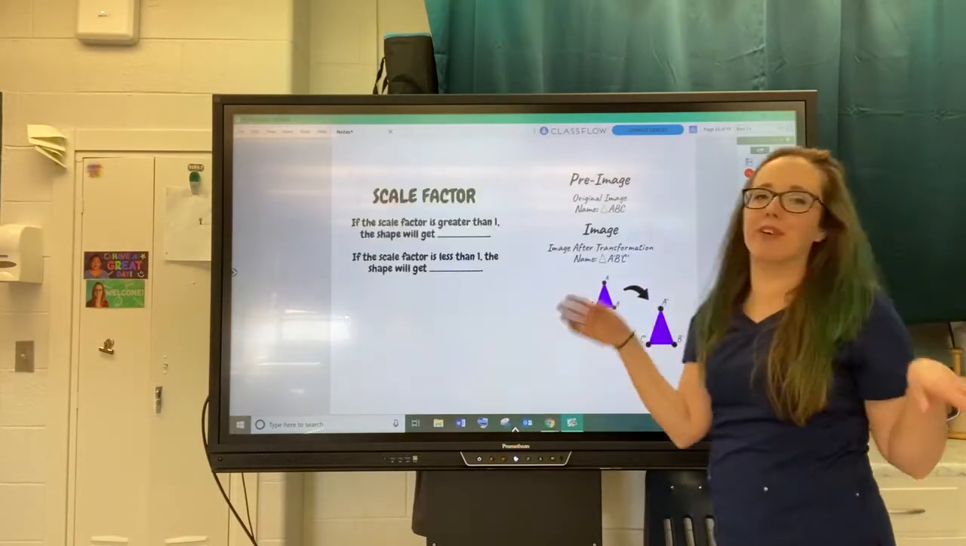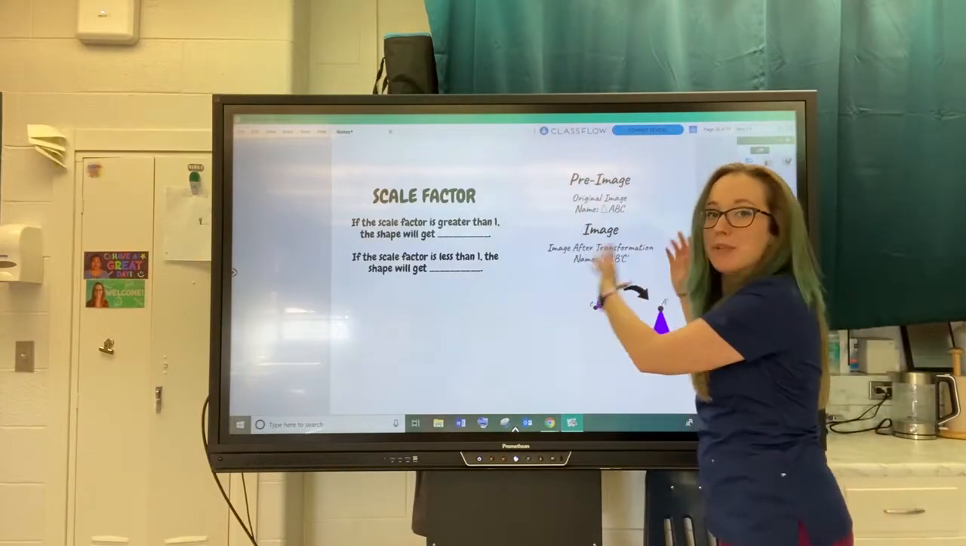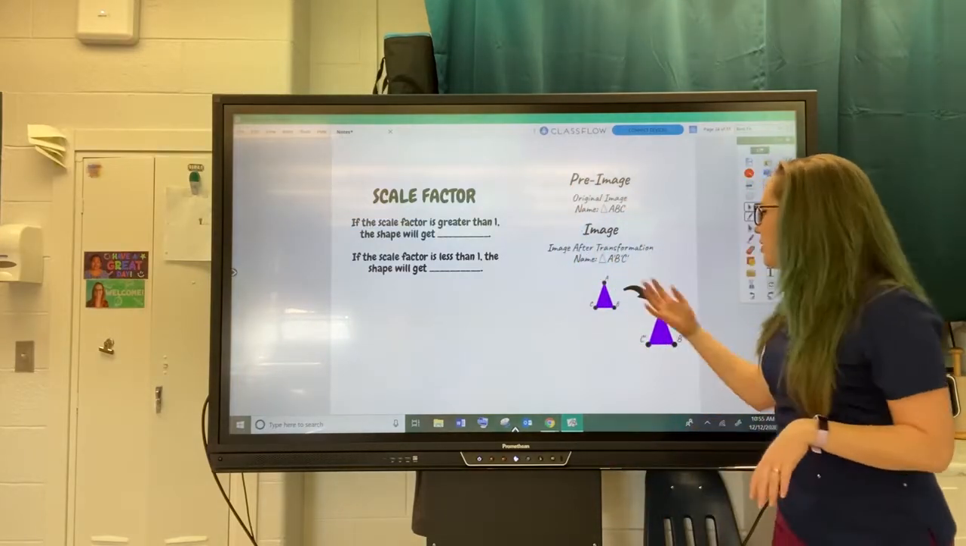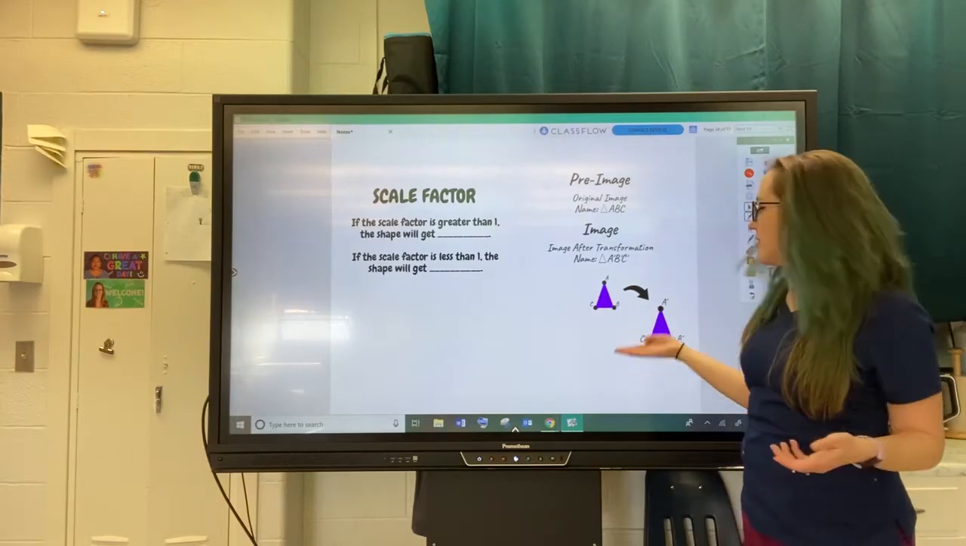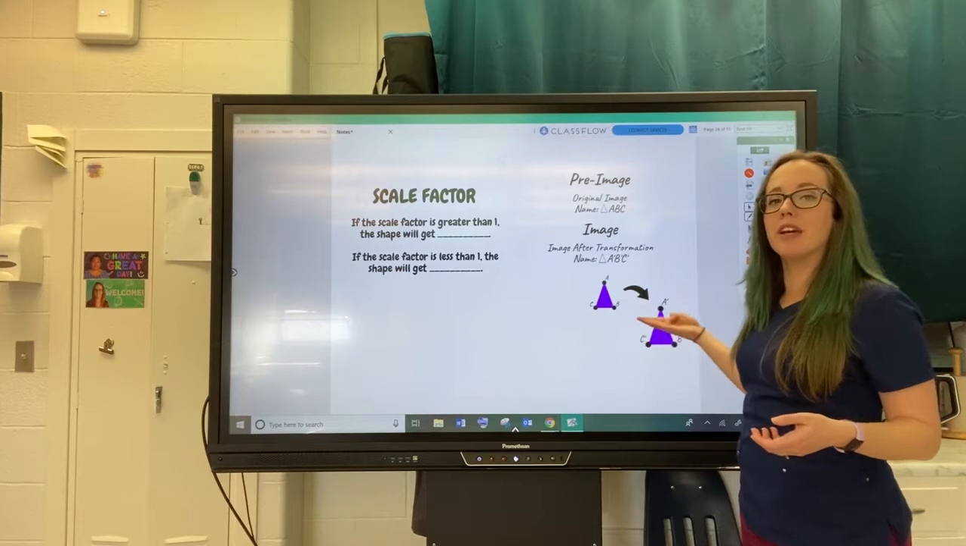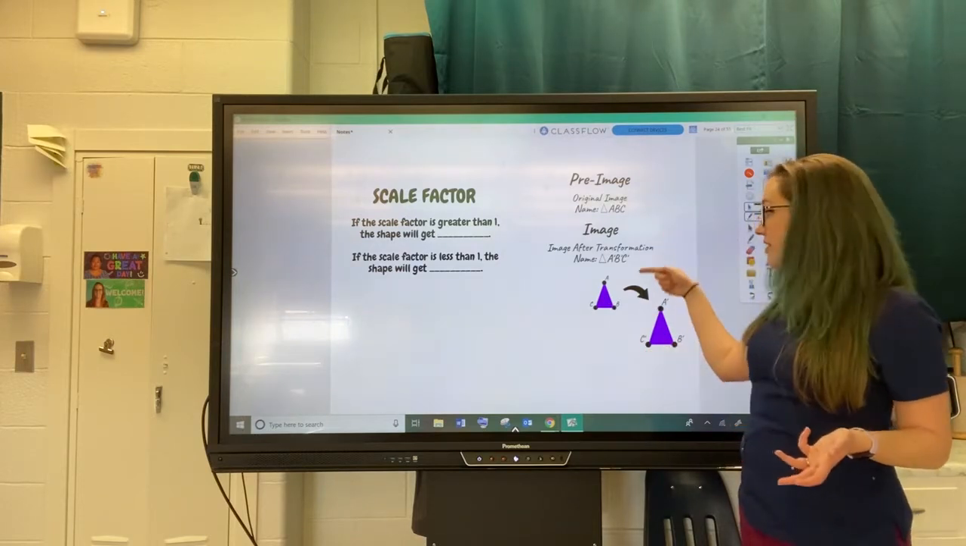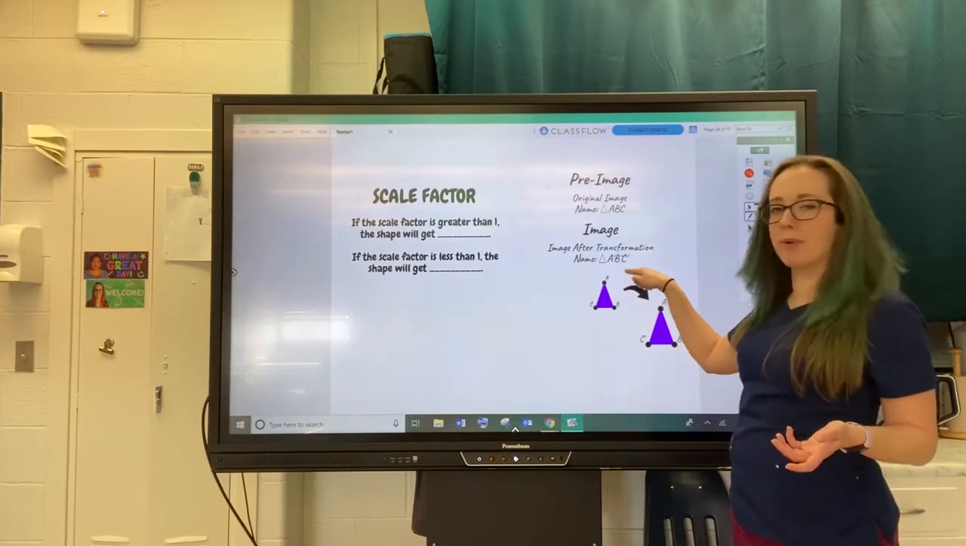Okay, so super quick vocabulary. We've already seen a bunch of this. We've already talked about a pre-image and an image. It could look backwards from this. It just depends. Here I'm starting with the smaller triangle. That's my pre-image. And I'm making it grow. So this is my image. You write things the same way. A, B, C, A prime, B prime, C prime.